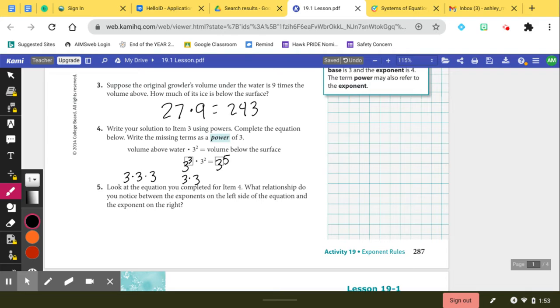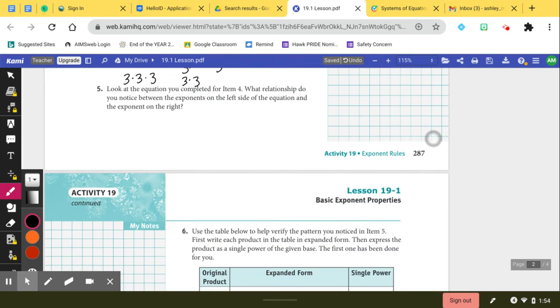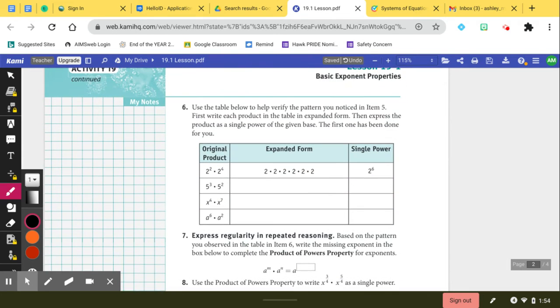It says, look at the equation you completed in item 4. What relationship do you notice between the exponents on the left side of the equation and the exponent on the right? So what are we noticing between 3 to the 3rd power, 3 to the 2nd power, and then it equaling 3 to the 5th power? And we'll explore that. It says, use the table below to help verify the pattern we noticed in item 5. Maybe you came up with one.